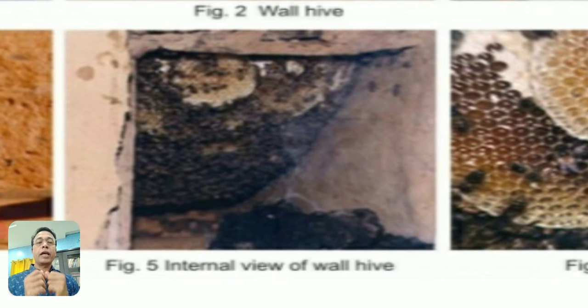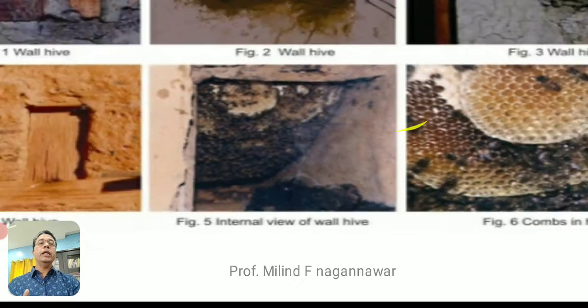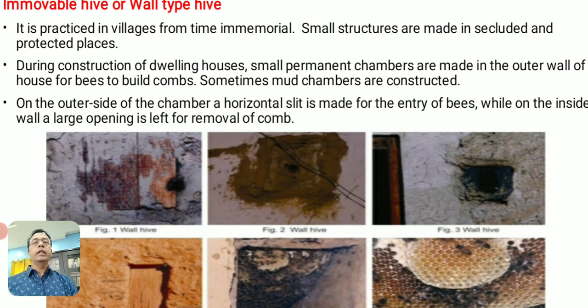Okay, or the honey hive can be removed. So, that is what it is in the case of the wall type. Now, as it is a wall type, it is immovable. Once the hive is constructed, you cannot move it from one place to another place.